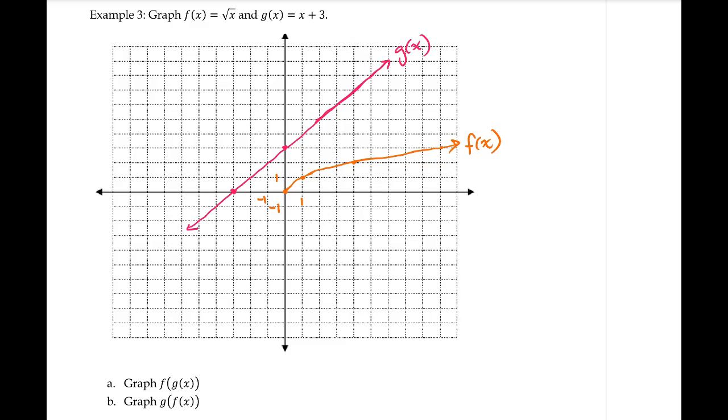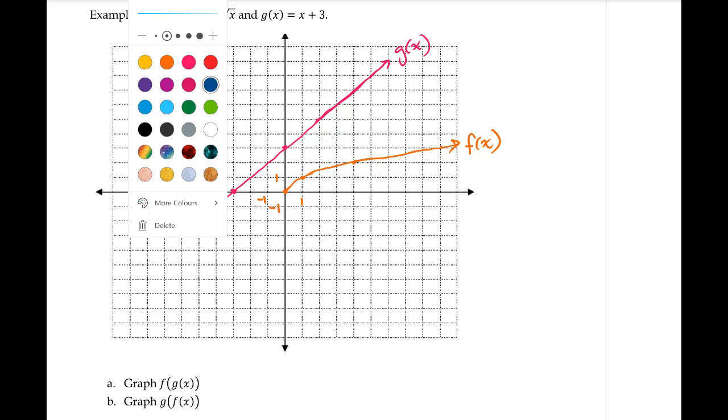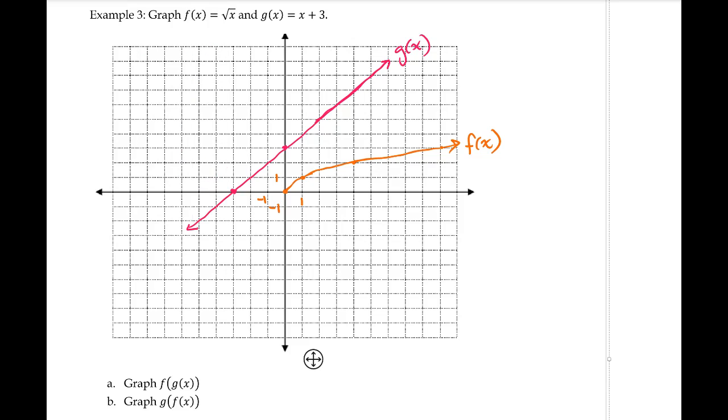Okay, so my two initial functions are g of x and f of x. We see those on the graph in those two colors. I'm going to work with a slightly darker blue. I'm not really happy with how that light blue's been working so far.